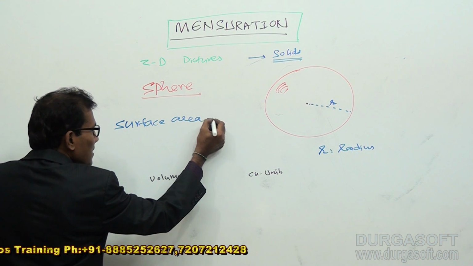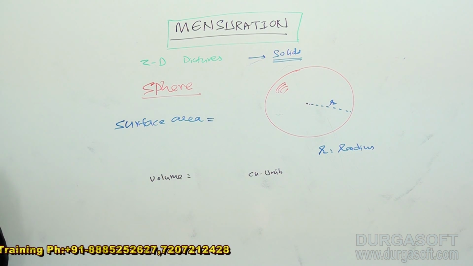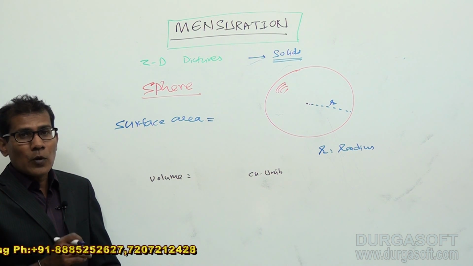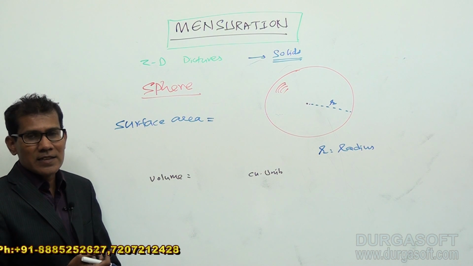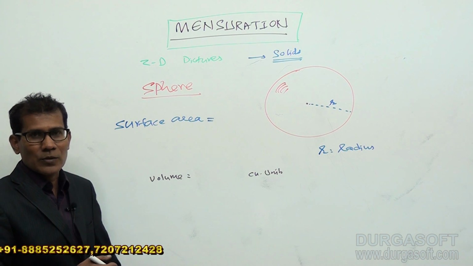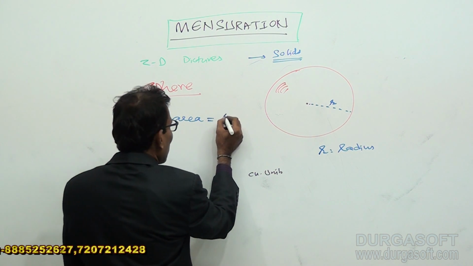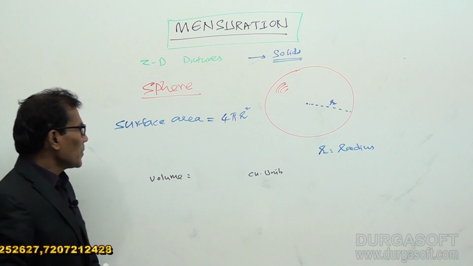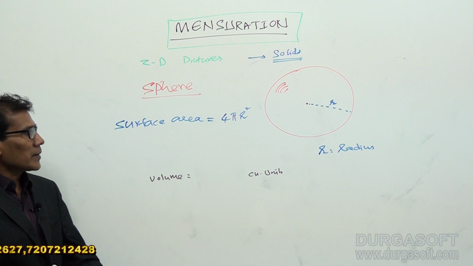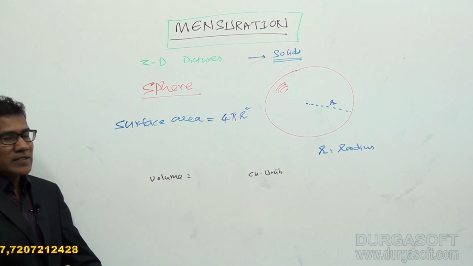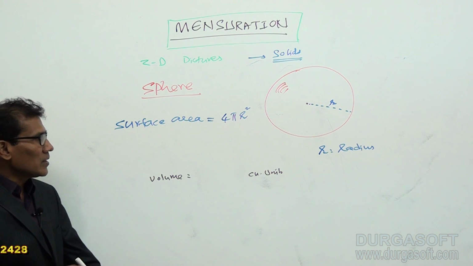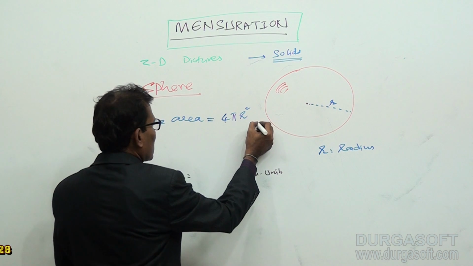Then what is the surface area of the sphere? The surface area of the sphere is nothing but 4 times of the circle area. Circle area is pi r square, as we know, then 4 times of it, it is 4 pi r square. So it is very simple to remember, surface area of the sphere is 4 times of the circle. Just knowing the surface area of the circle, then multiplied by 4, you are getting the surface area of the sphere. It is in square units.